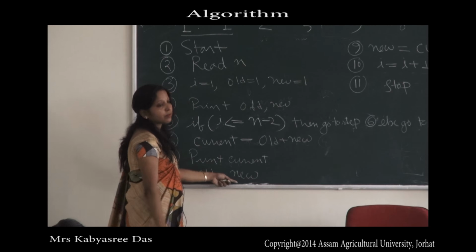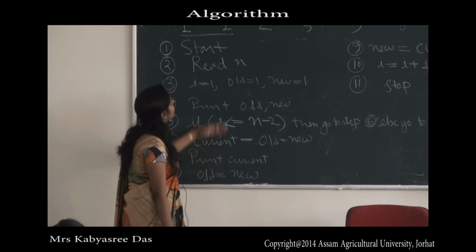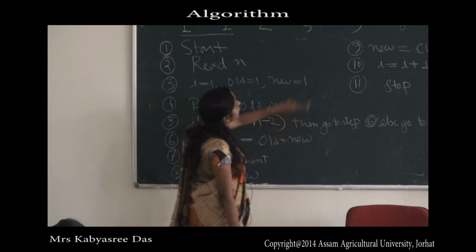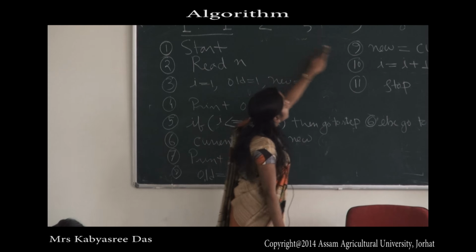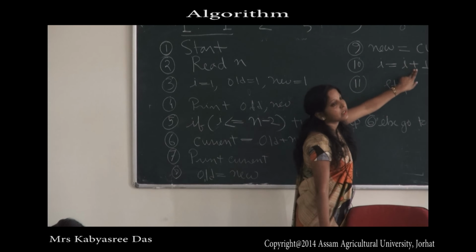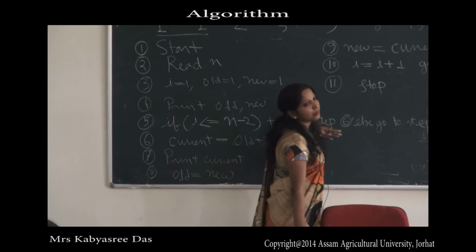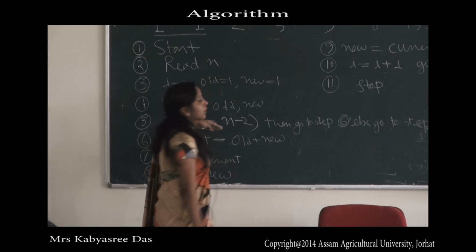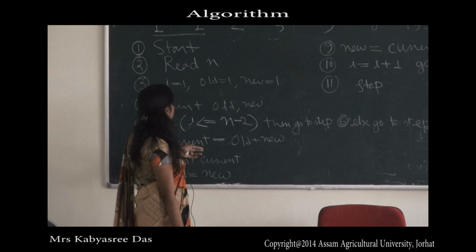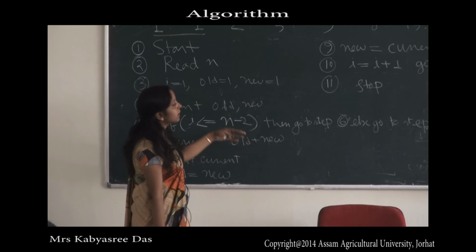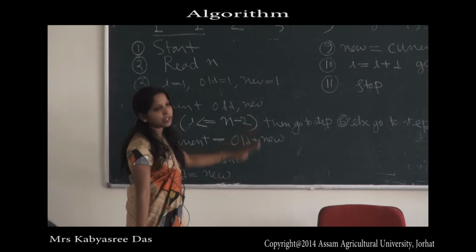Then old equal to new. That old takes the value of this one. Then new will take the value of current, 2. And I is equal to I plus 1. The next value of I is 2. Now 2 is less than equal to n minus 2. So it will print the current equal to old plus new. That means current equal to 1 plus 2, 3.